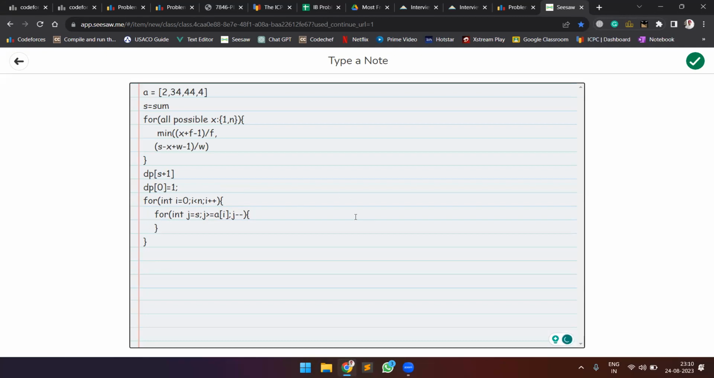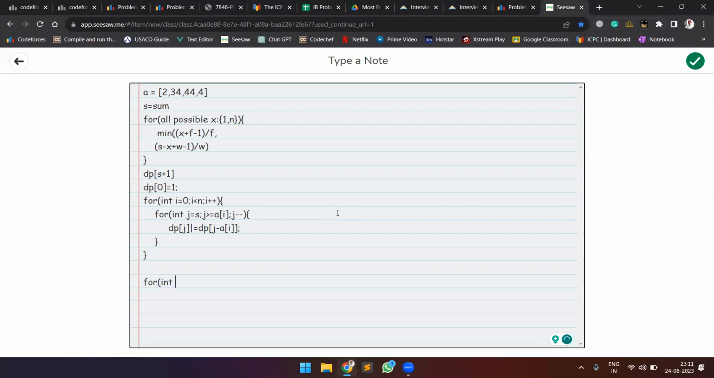Yeah, current strength can't be less than a of I, because otherwise we won't be able to add the strength of the monster into this number. So dp of j is or equals to dp of j minus a of I. So it gives us all the possible sums of strengths which are possible for all the subsets.